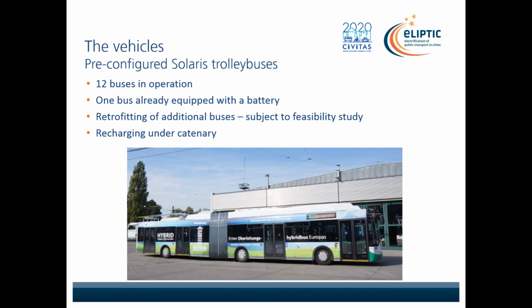And the intention is to retrofit additional buses in order to fully operate line 910 using those hybrid trolleybuses, but this was subject to the feasibility study, and as I will show you later on, it was good to carry out the feasibility study beforehand, because the buses, as they are configured right now, will not be able to be operated for this purpose.